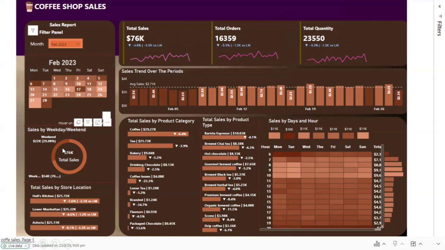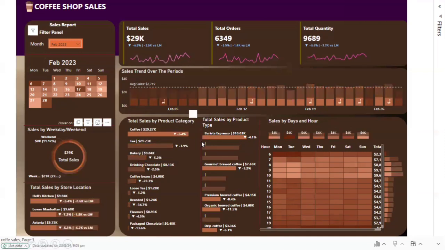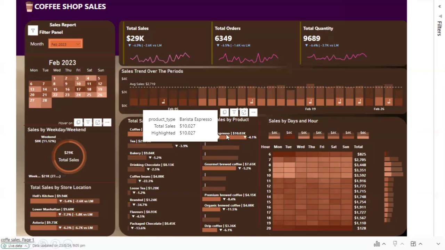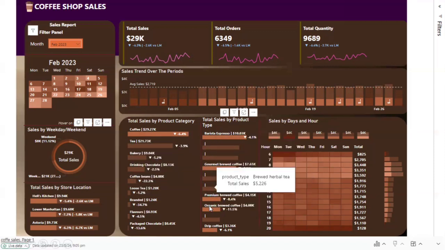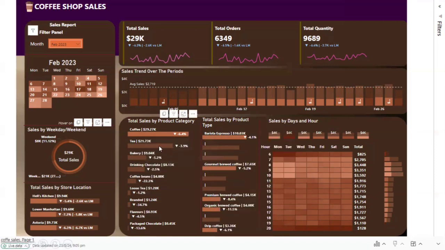And as in January, you can see there is not much change in the taste of the people. Still, coffee is the top product, tea is the second highest, and bakery is the third highest. If we go to coffee, here we can see Barista Espresso is the top product, as you saw in January. And gourmet brewed coffee is also good. These are the five products that we saw in January, and they are also the best performing product categories in February.